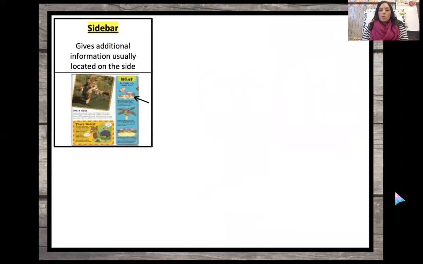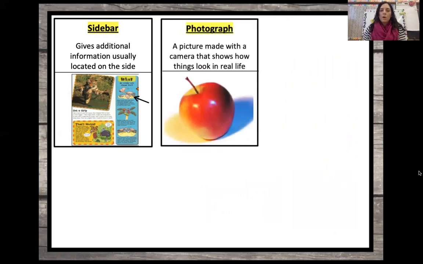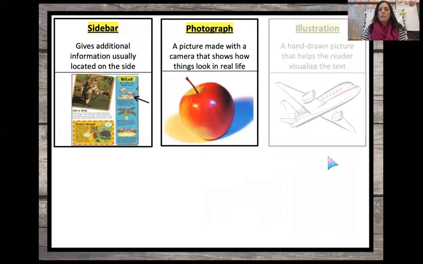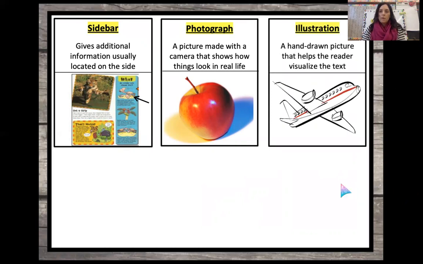Before we do that, I want to show you three unique types of text features. So one is called a sidebar, and a sidebar gives additional information. It's usually located on the side of a page. So it goes along with what is written in the main body of the text, but it adds a little bit more information. Photographs are pictures that are taken with a camera that show how things look in real life. And then illustrations are hand-drawn pictures that help the reader visualize the text. And these are all seen in nonfiction texts as examples of graphic features.